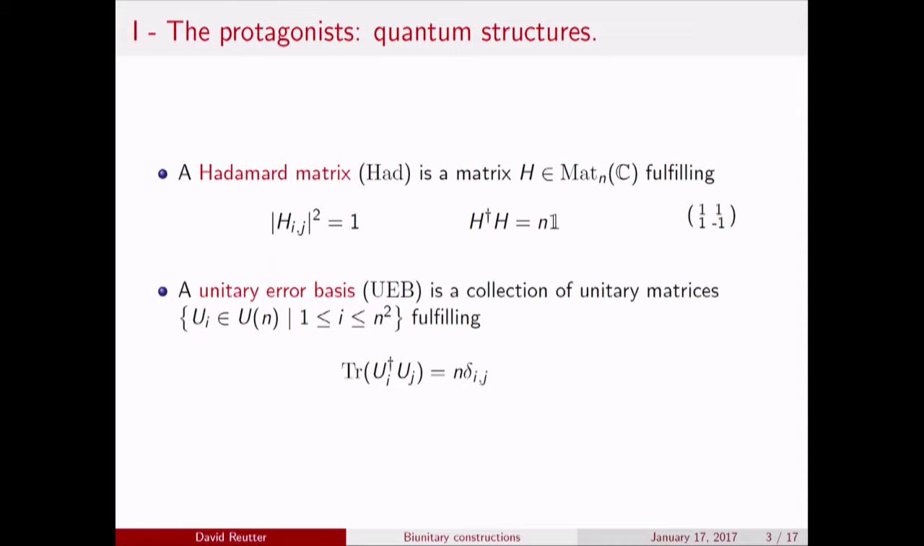The other protagonists of this talk are unitary error bases. A unitary error basis is a collection of unitary matrices that are orthogonal with respect to each other under the trace inner product. So a unitary error basis is like an orthonormal basis for the space of matrices consisting entirely of unitary matrices. And the most important unitary error basis in quantum information theory is clearly the following, which is the Pauli matrices. So unitary error bases generalize the Pauli matrices.